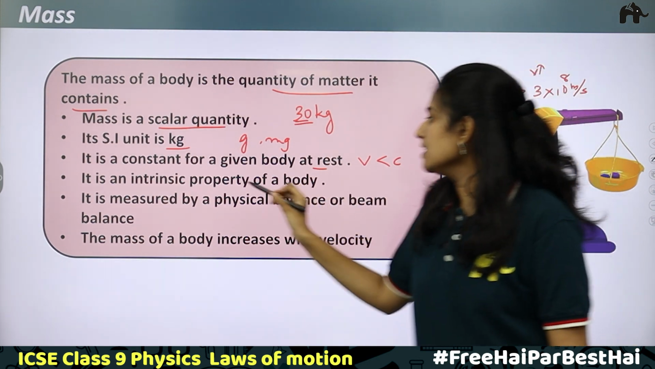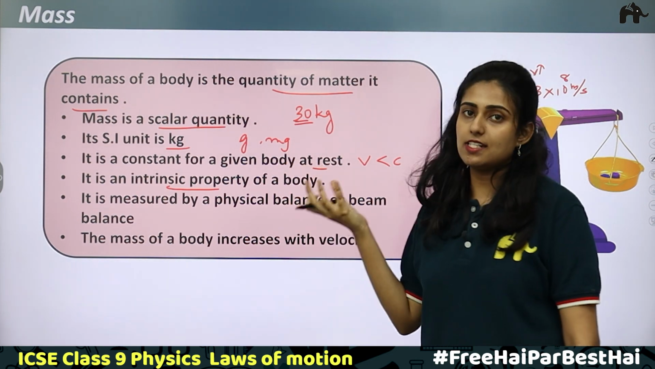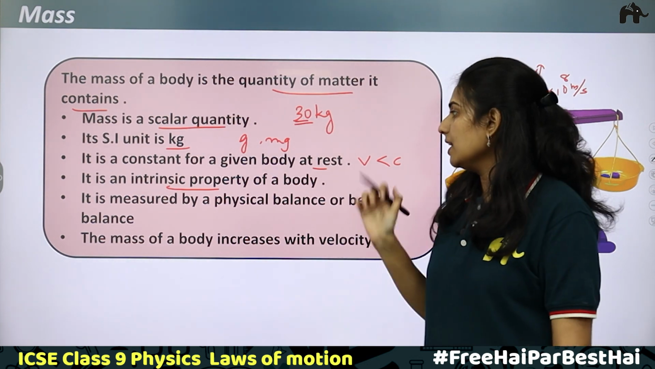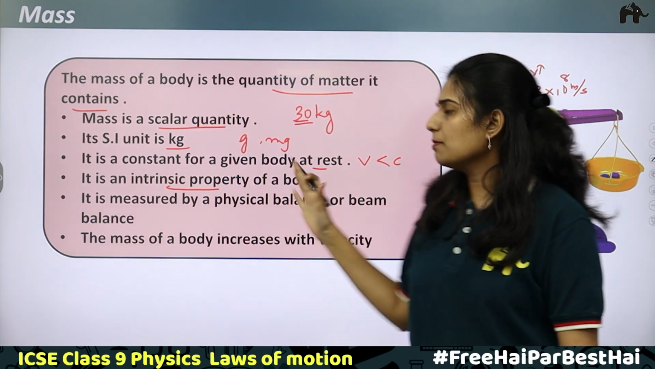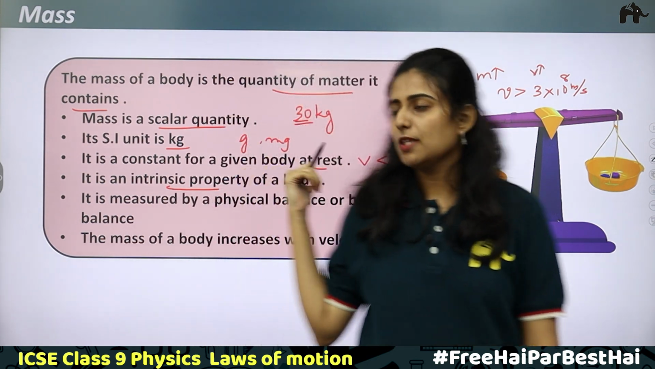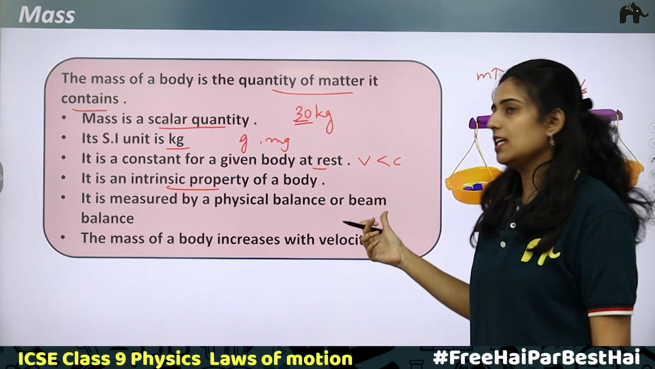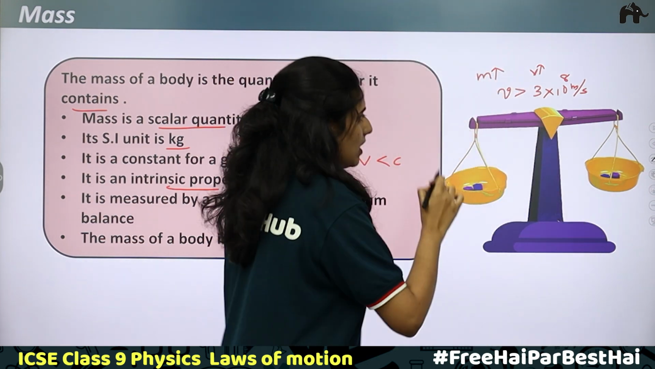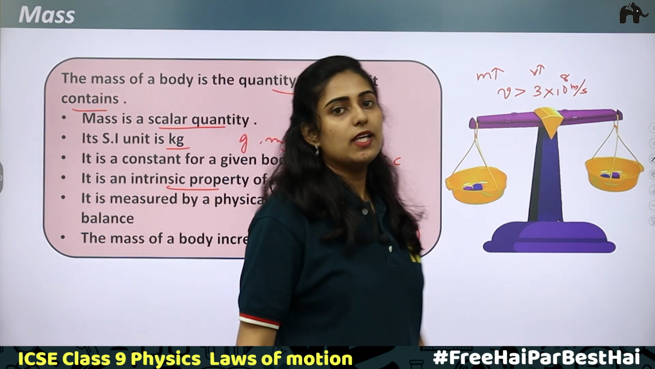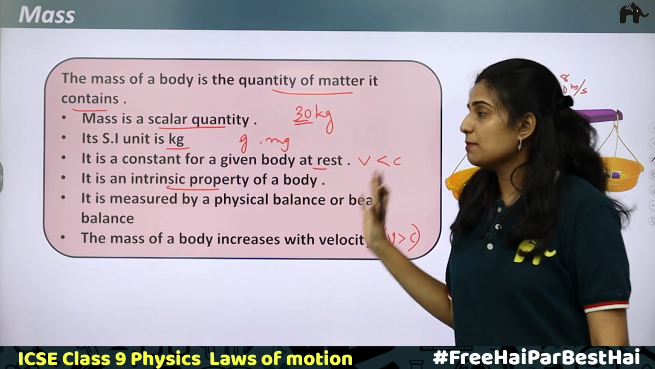Clear? Now, it is an intrinsic property of a body. That is, it does not depend upon the amount of matter that is taken for measurement. It is an intrinsic property, or an inherent property of a material. Clear? Now, it is measured by a physical balance or beam balance. This is how a physical balance or beam balance looks like. You know this thing. So, this instrument is used in order to make a measurement of mass. Next, the mass of a body increases with velocity, which we have already said. When does it increase? Only when the velocity is greater than the speed of light. So these are the important points you need to remember about mass.